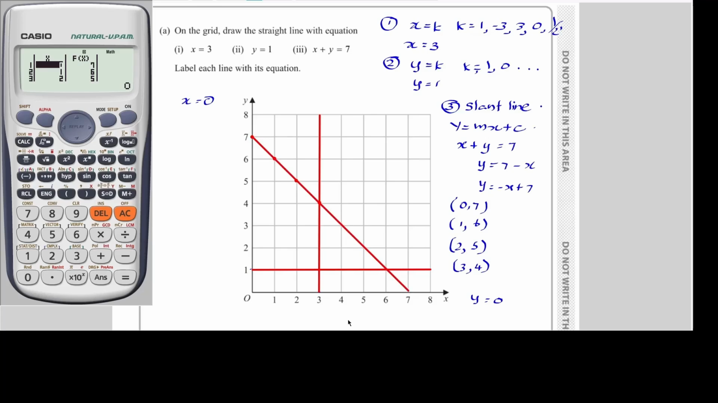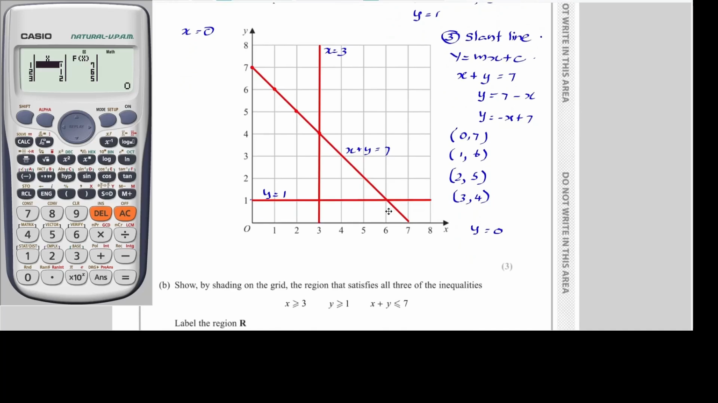Like this. So now we are asked to label the lines with its equation. So let's label them. So I'm going to label the equations. This one is x equals 3. This is y equals 1. They are the easiest lines to draw. This one is, they're given it as x plus y equals 7. Right, that is part A. Let's see what part B is.